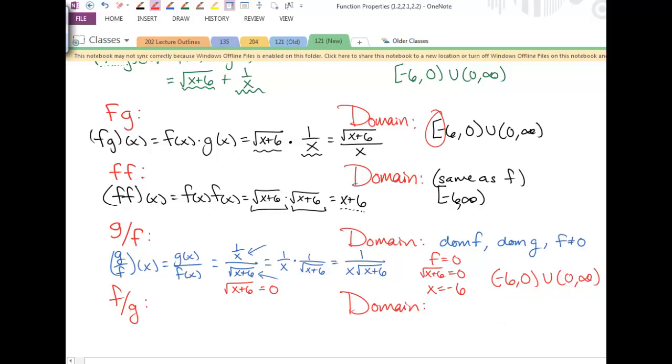Same thing with f divided by g. I won't go through this one, but again, the domain of this one would be whatever the domain of f is plus whatever the domain of g is, plus, in this case, g cannot equal 0 in order to form that division. And that's it.